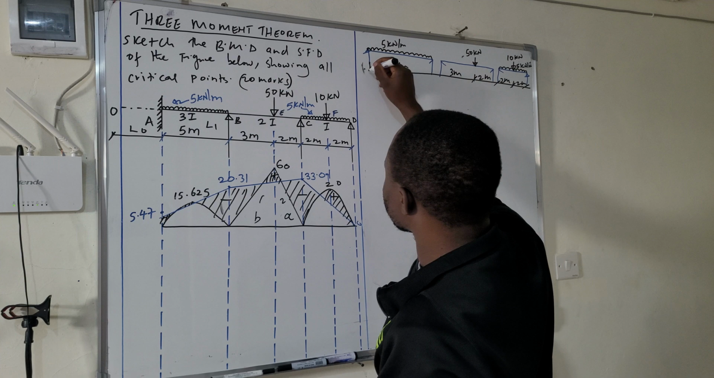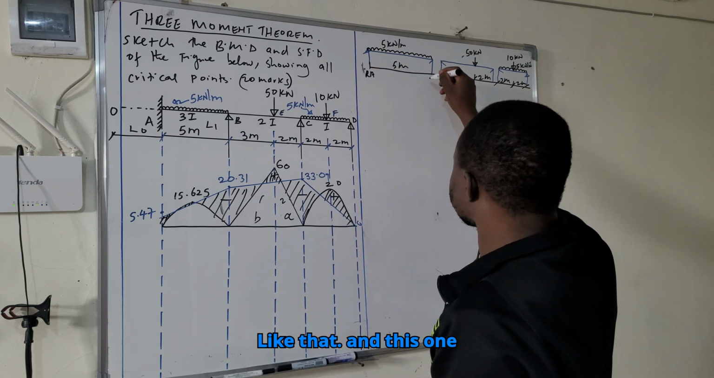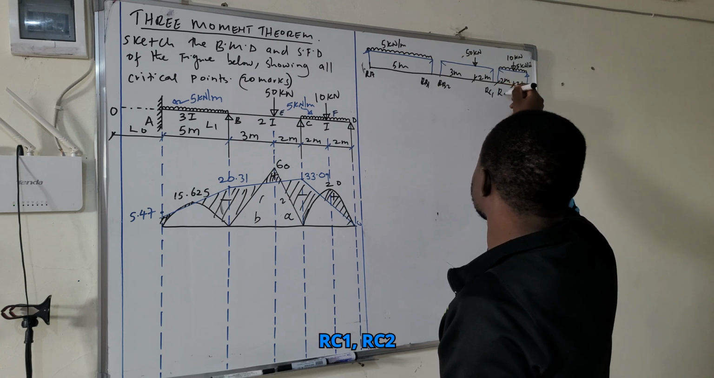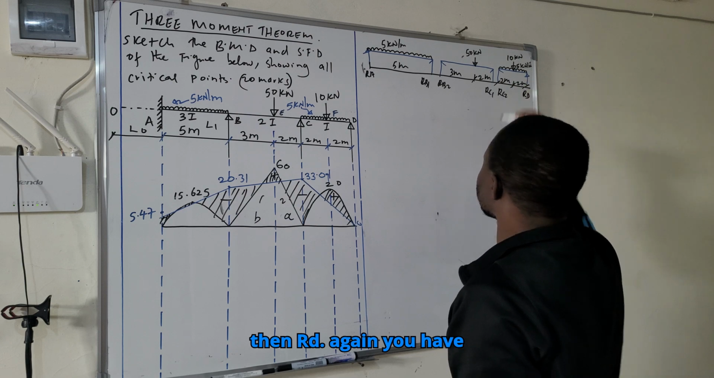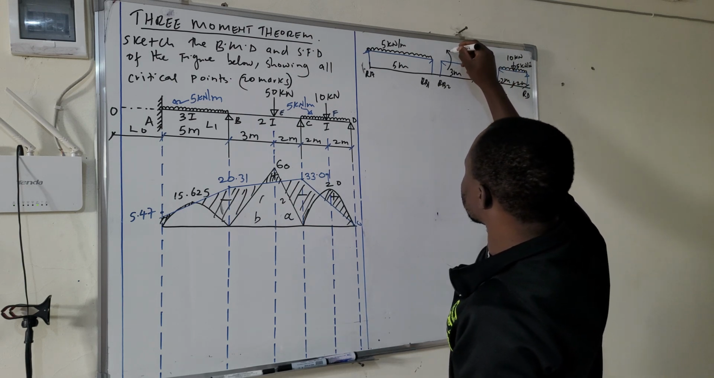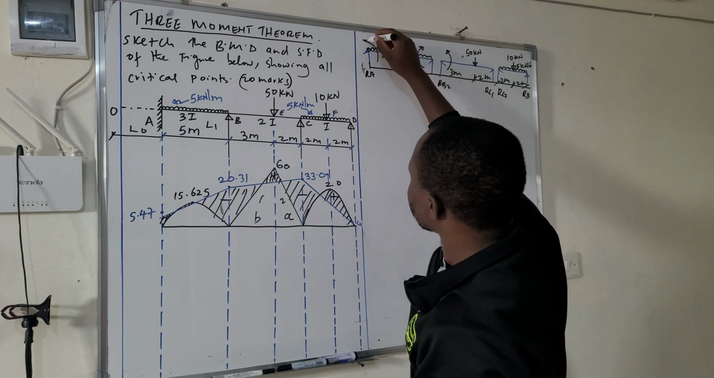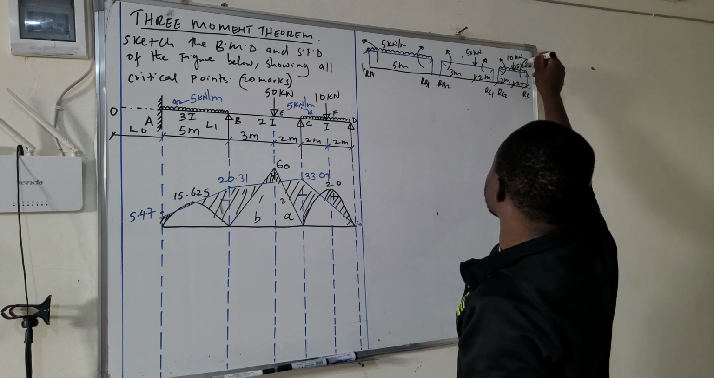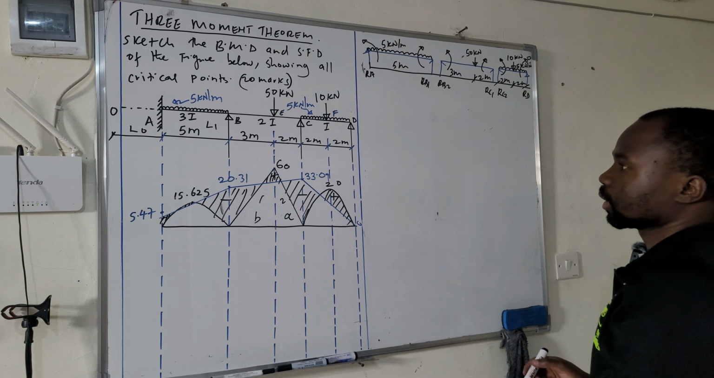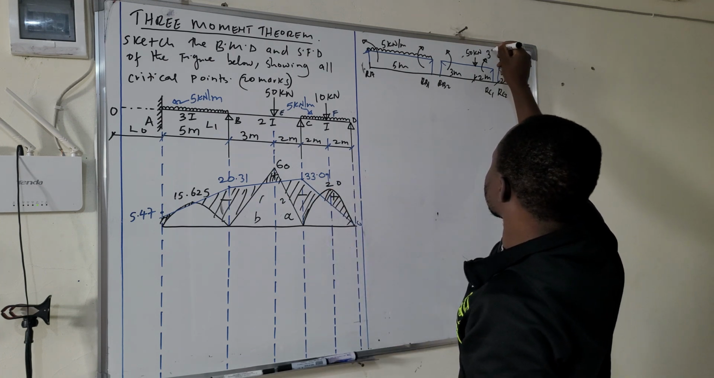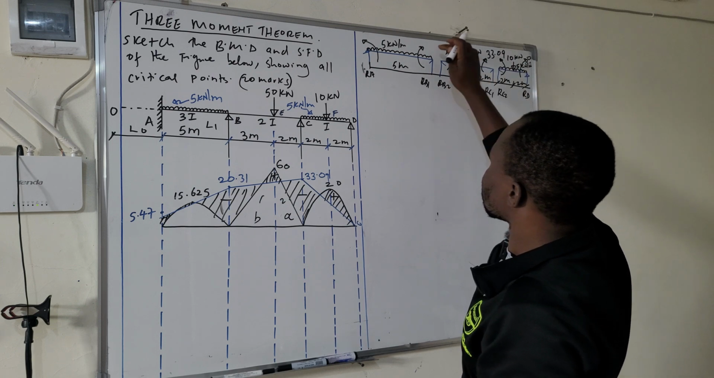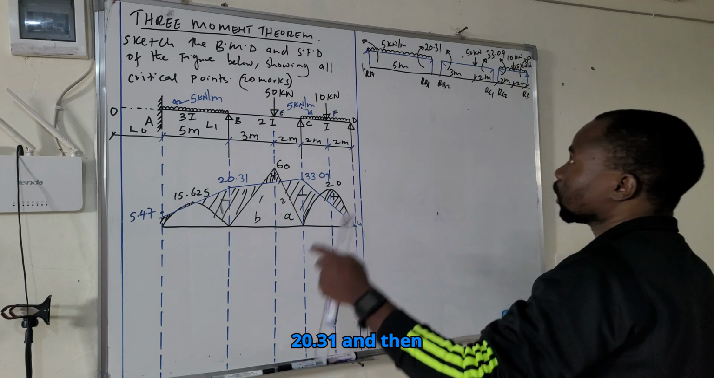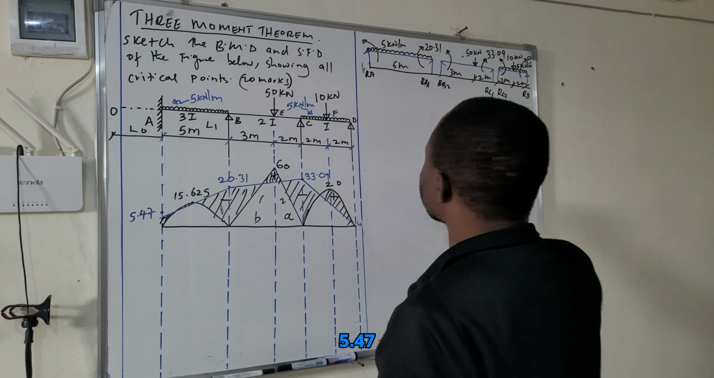So this is A. So let's call it RA, like that. And this one, RB1, RB2, RC1, RC2, then RD. Again, we have moment here. Also here. Here is 0, 0. At RC is 33.09, RB 20.31, and then at RA is 5.47.